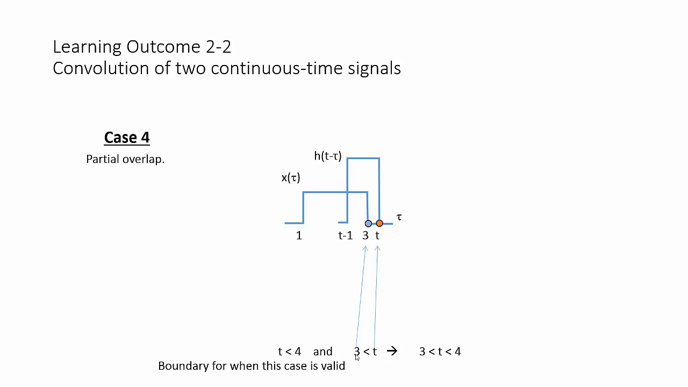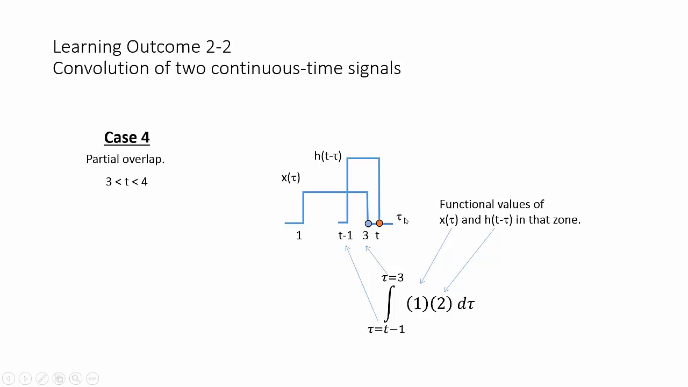What's our convolution integral? The values of our amplitudes are 1 and 2. Those have not changed. But we're only going to integrate in this region from t minus 1 to 3. Do your integration, substitute in. Note that again it's a function of t, no taus remain.